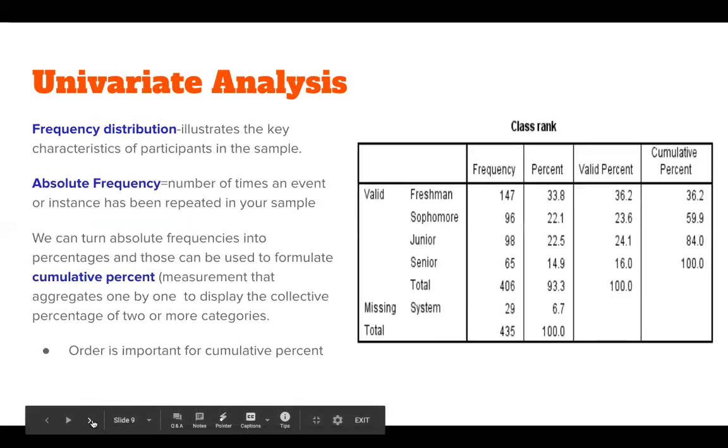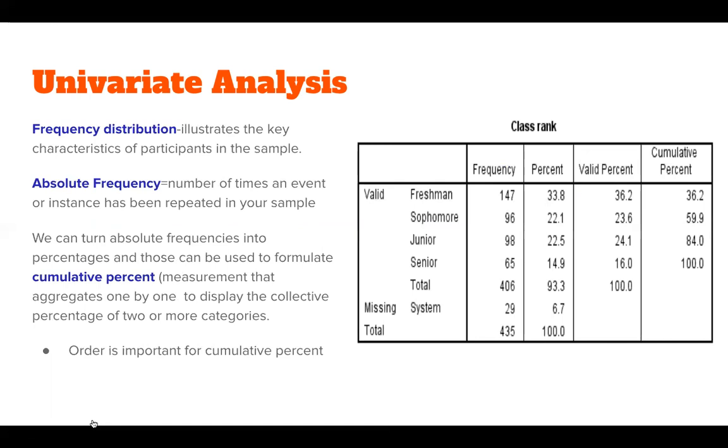Beginning with the first thing we might know about a variable, we can analyze that variable to discover its frequency distribution. A frequency distribution describes the key characteristics of participants in the sample. And if we're talking about absolute frequency, it's the number of times that a value was given by the members of your sample for that particular variable.